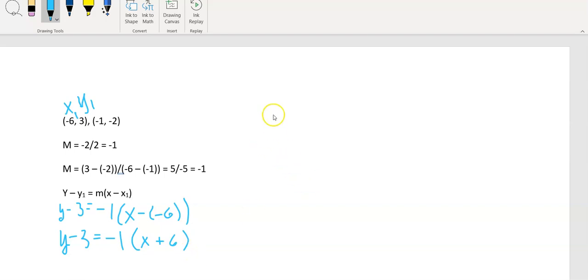And let's distribute our negative 1 through the parentheses. So that's going to give me negative x and negative 6. And then let's take our 3 over. And we will have negative x minus 3.